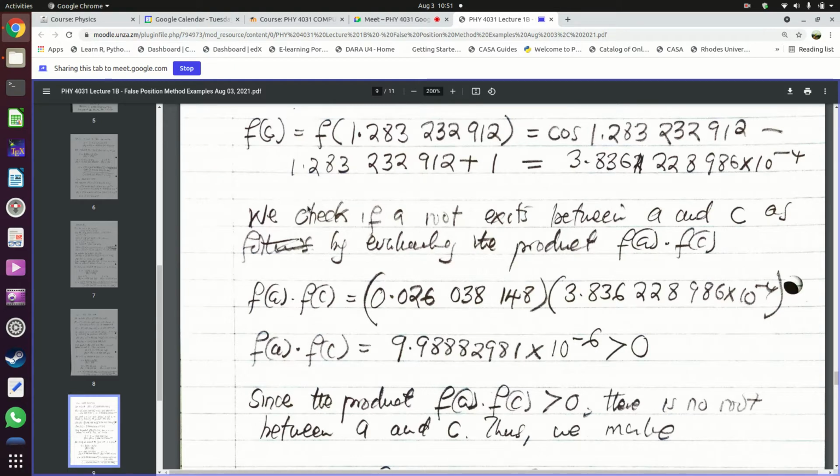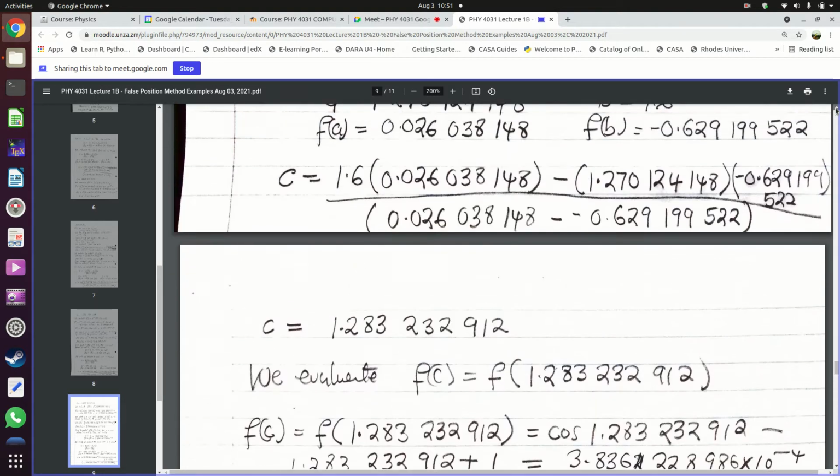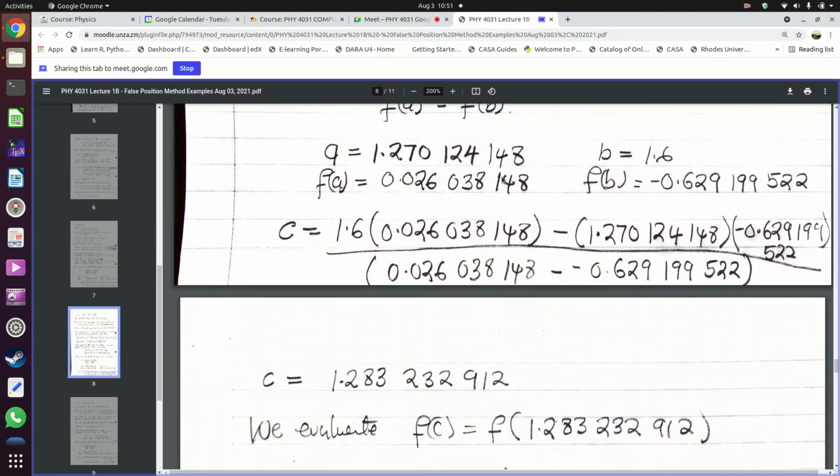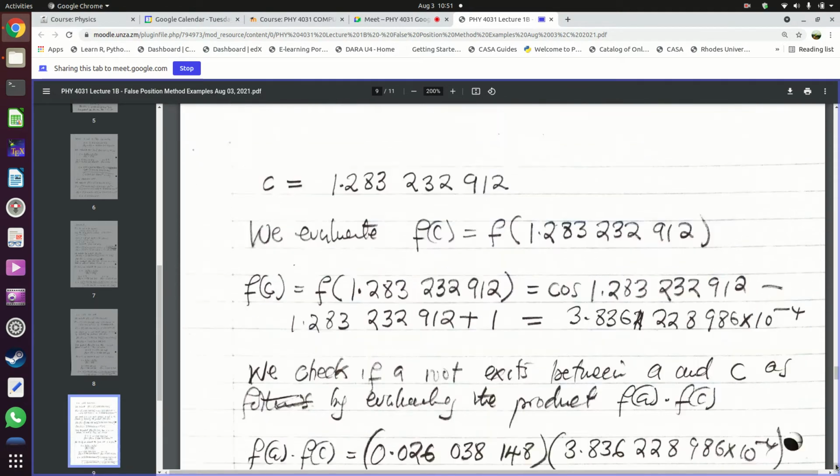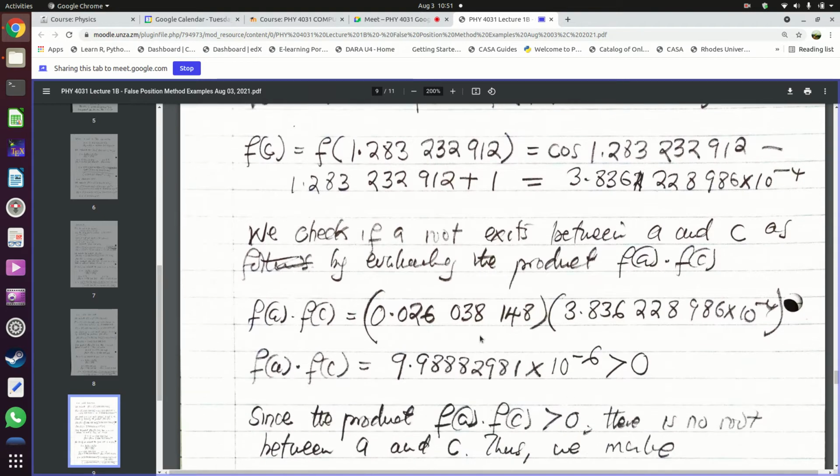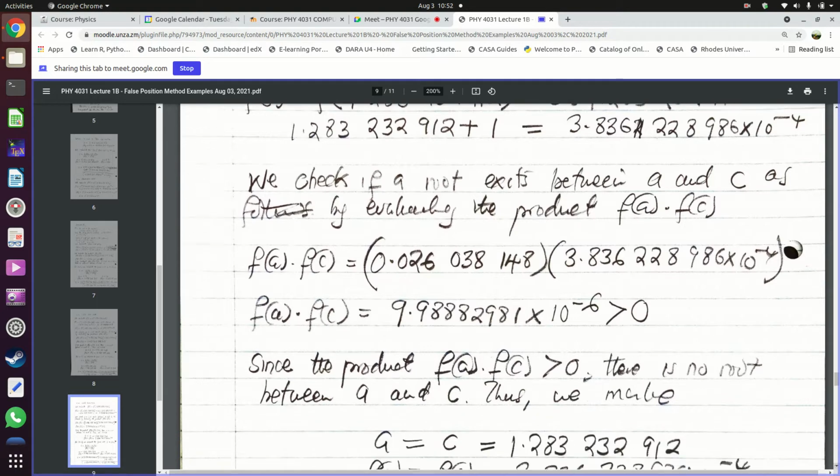Okay, so we check if a root exists between a and c by evaluating the product of f of a and f of c. Our f of c is positive, f of a is also positive. This is our f of a. So positive times positive just gives you a positive product, which is greater than 0, meaning that the product f of a times f of c is greater than 0, so there's no solution between a and c.